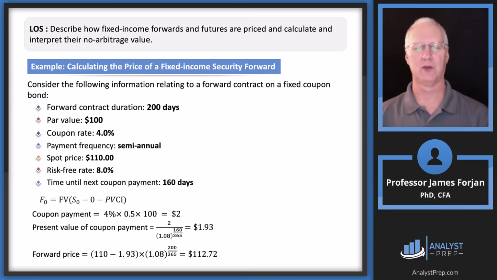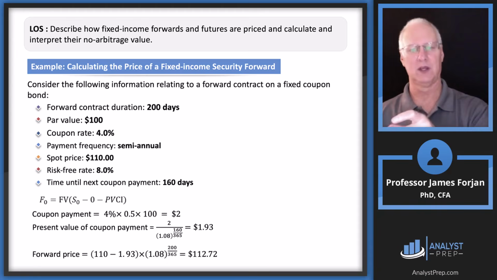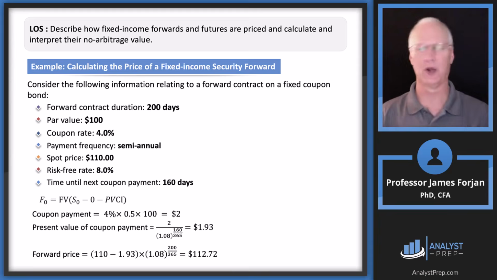Take the present value, so you get the 193. Notice we're taking the 110, which is the spot price, minus the 193. So what did we do earlier? We had the stock price minus the present value of the dividends. Now we have bond price minus the present value of the coupon. And then we need to compound that out, right?